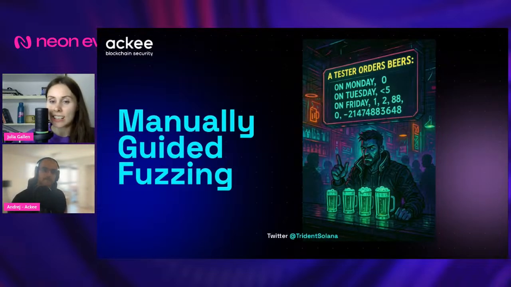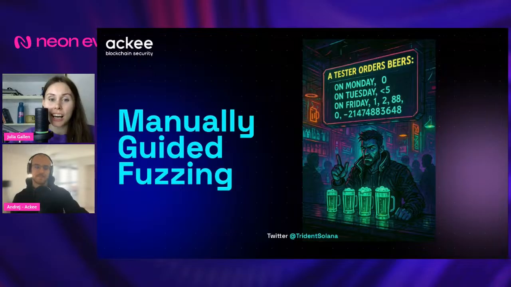Okay, and can I ask a question? Yeah, what about manual fuzzing? Is it the next logical step from black box to gray box to manual fuzzing, to just have a more guided approach?